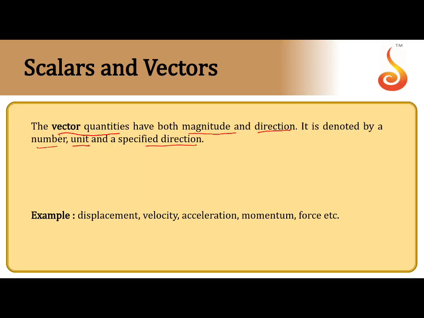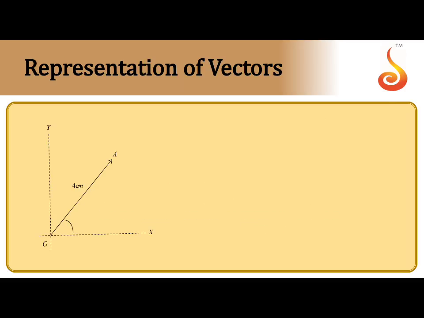Examples: last class we studied about displacement, velocity, acceleration. Linear momentum is the product of mass and velocity. It is also a vector quantity. Force is also an example of a vector. Now let us understand how to represent vectors.